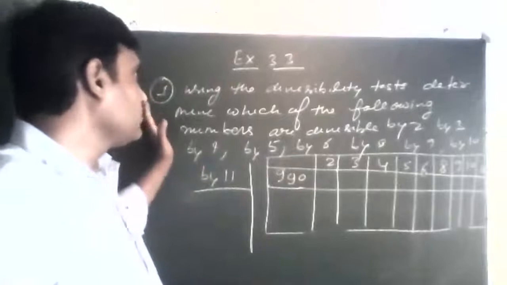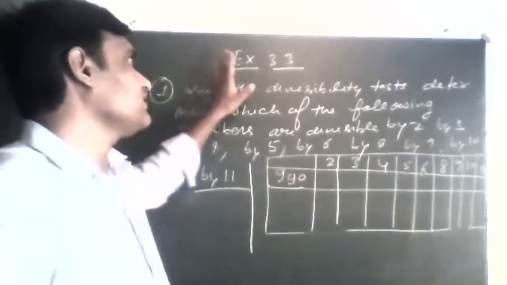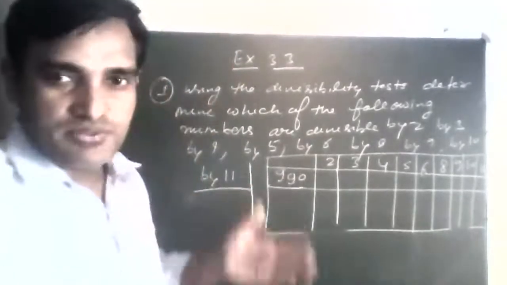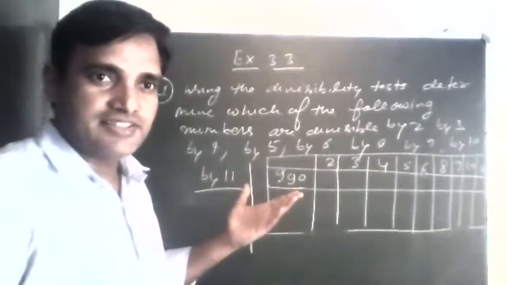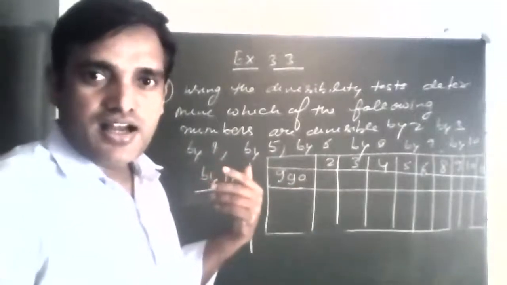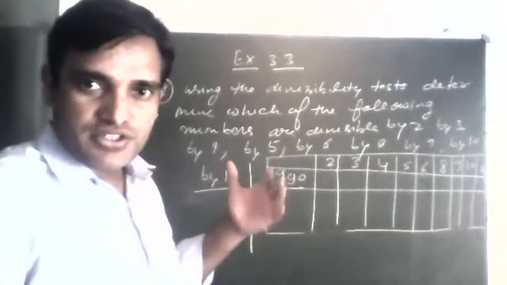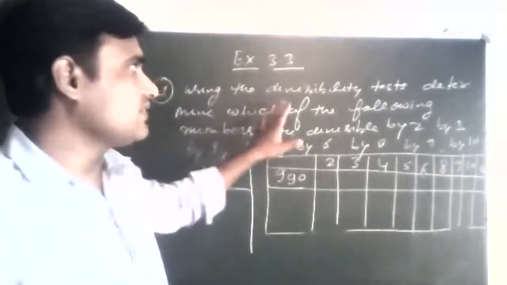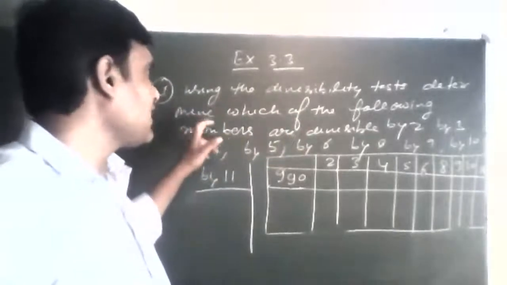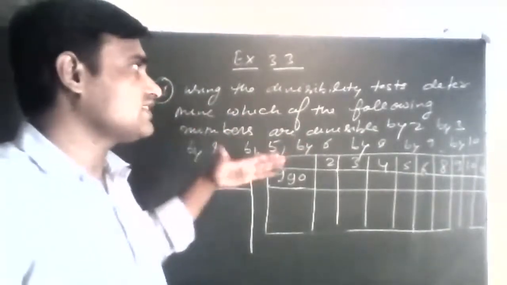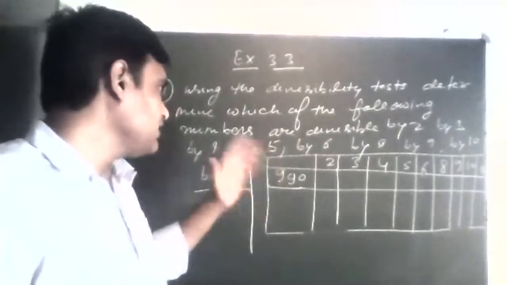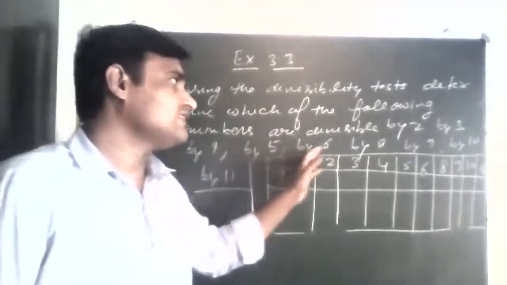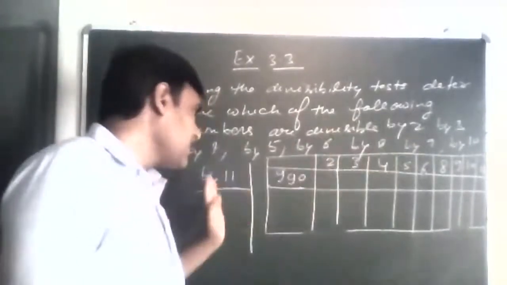Now here we solve question number 1 of exercise 3.3 using the divisibility test. You know the divisibility test; in the previous class, I taught about the divisibility test. Using the divisibility test, determine which of the following numbers are divisible by 2, by 3, by 4, by 5, by 6, by 8, by 9, by 10, or by 11.